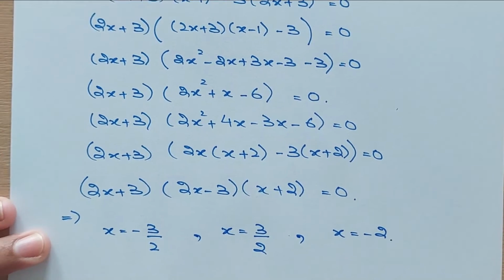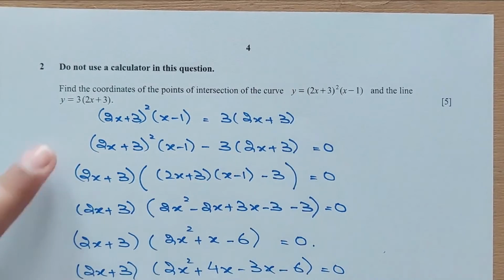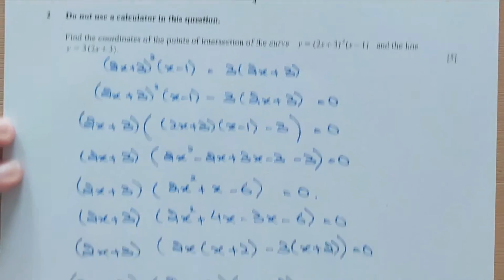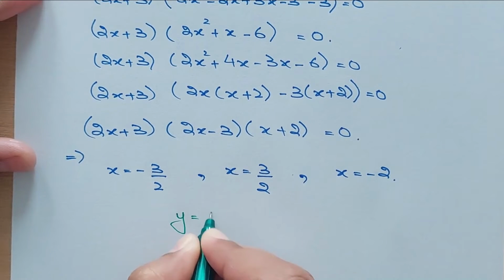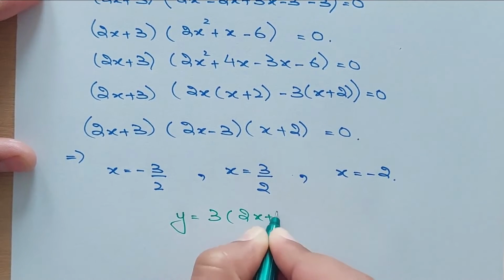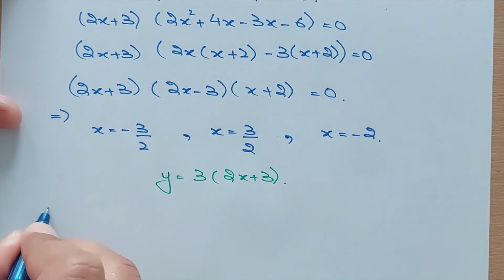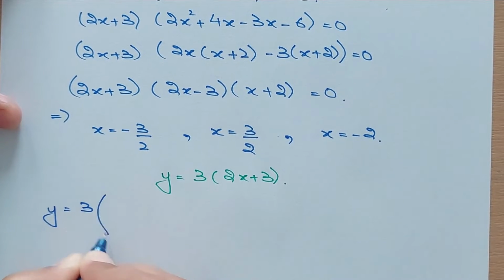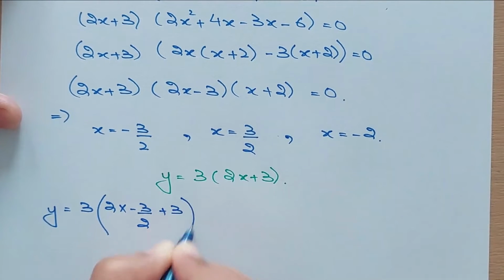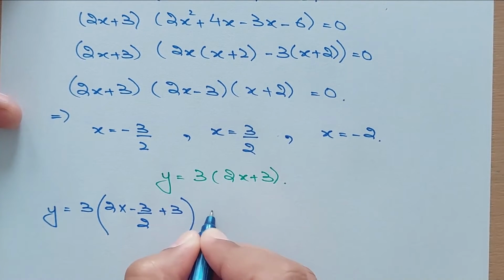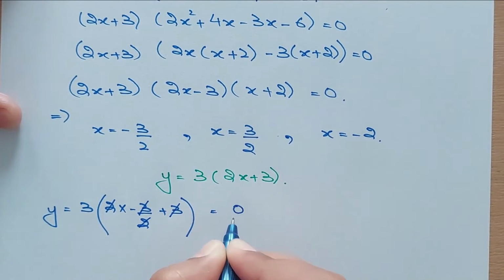Now let me find the corresponding y values by putting into the curve; the line, you can put into the curve as well. y equals 3 times (2x + 3). So for the first one, y equals 3 times (2 times minus 3 by 2, plus 3). So 2 is cancelled with 2, positive 3 and minus 3, 3 times 0, that is equal to 0.